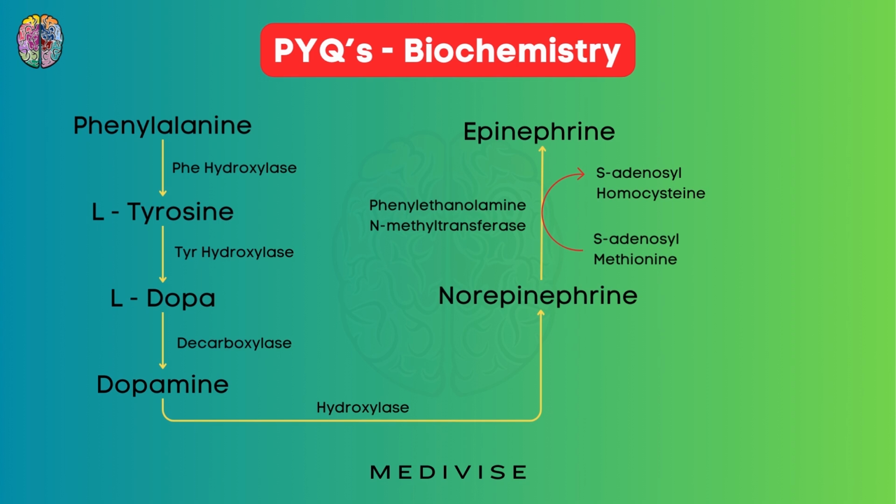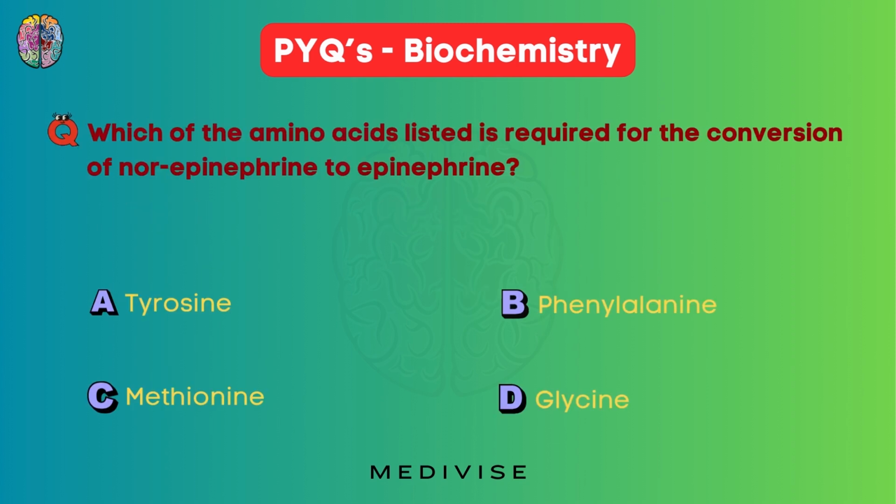So here, if you focus on SAM, you can see that methionine is very important for this reaction to happen. So methionine is the answer we were looking for. It is the amino acid which is required for the conversion of norepinephrine to epinephrine. So our correct option is option C.